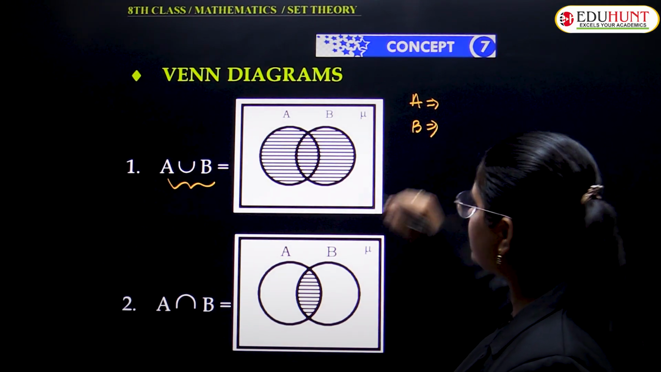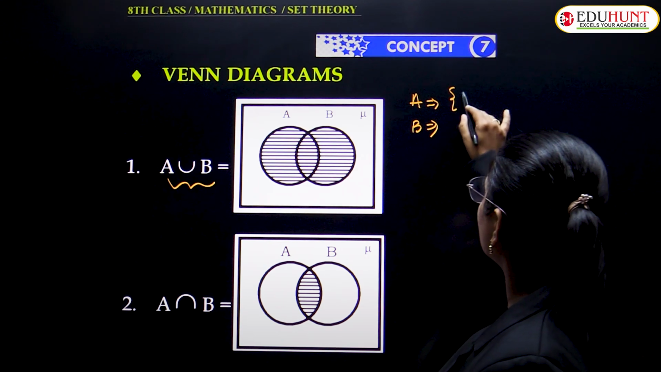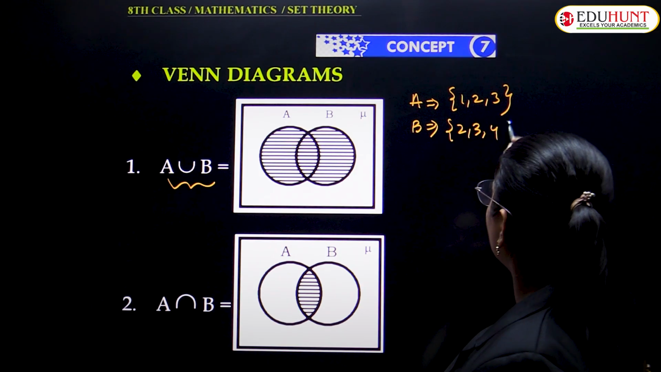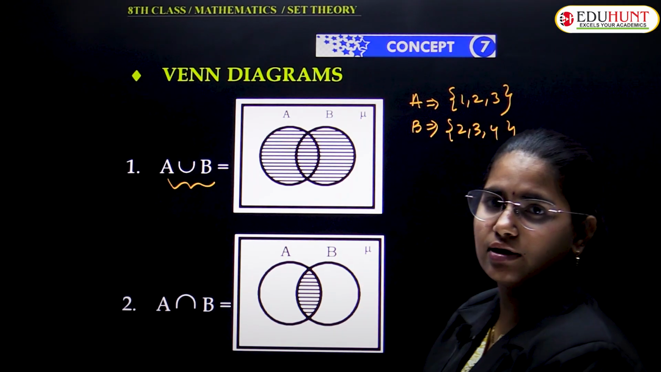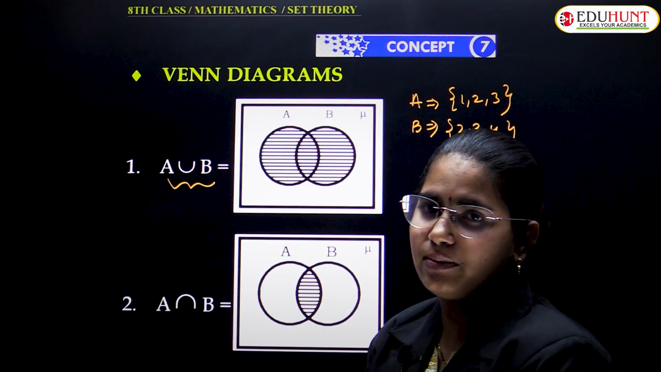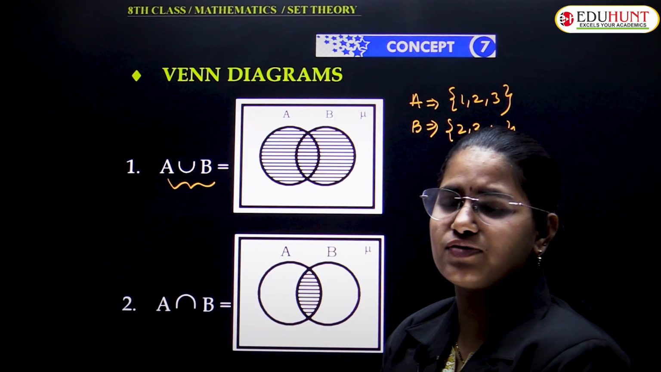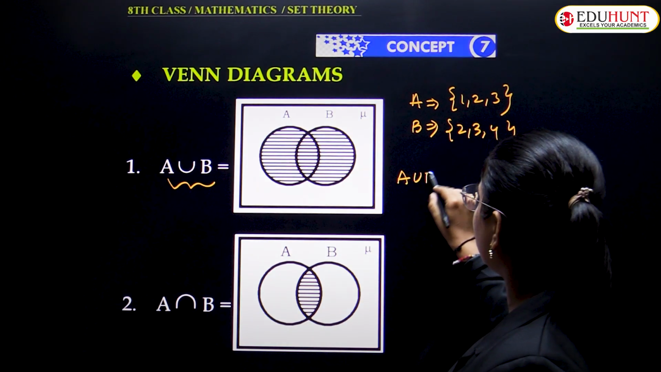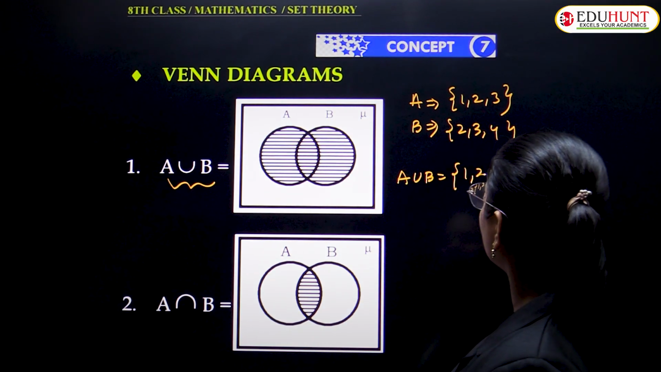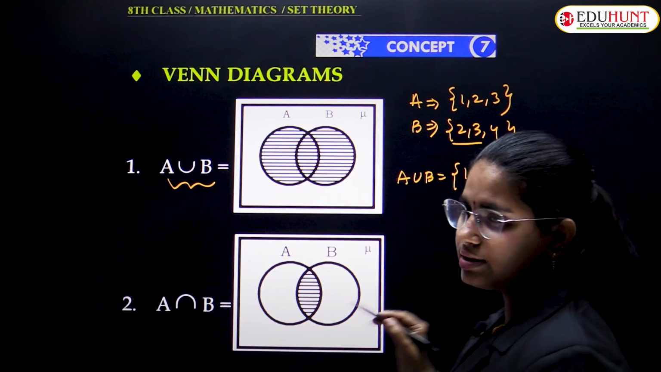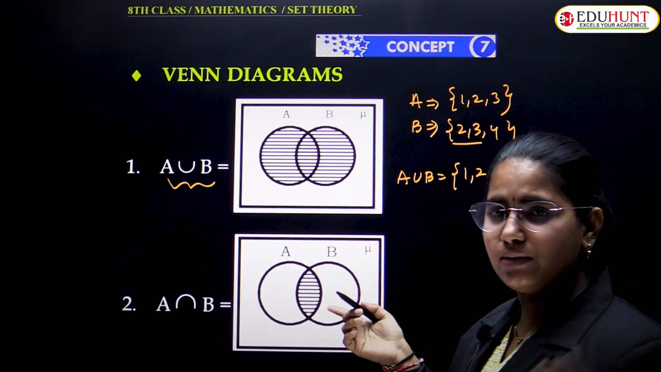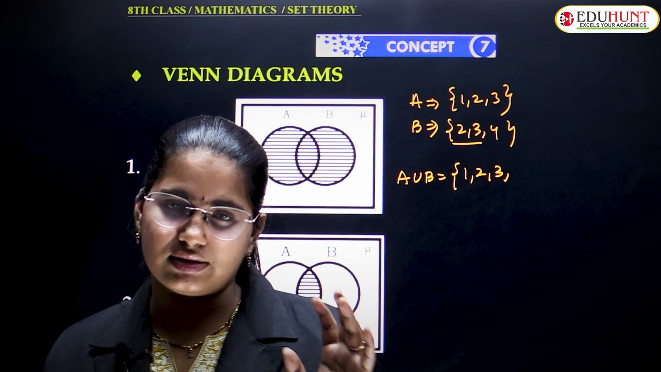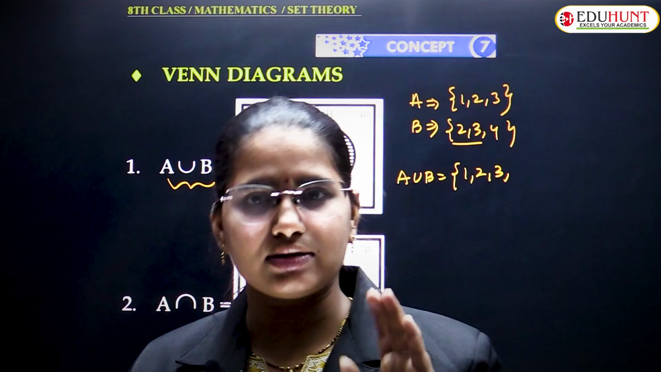Let us take A as one set, B as another set. For suppose A is 1, 2, 3 and B is 2, 3, 4. How will you express A union B? You have to list out all the elements of set A and set B together. So A union B is 1, 2, 3; 2, 3 are here also, but can I write them one more time? No, because repetition is not allowed in union or intersection of sets. Repeated elements only need to be written once.